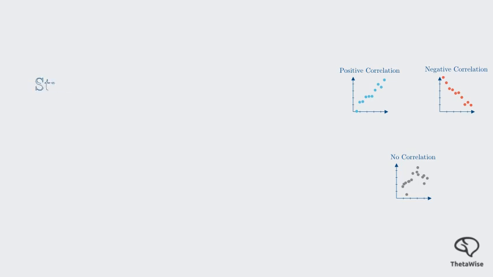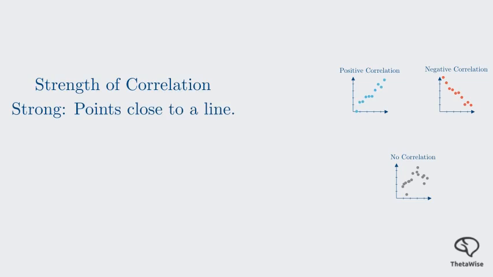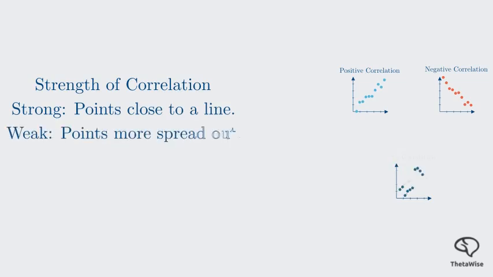You might also see the words strong or weak. If the points are very close to forming a straight line, it is a strong correlation. If they are spread out but still show a general direction, it is a weak correlation.